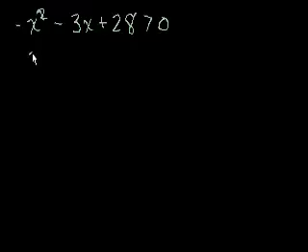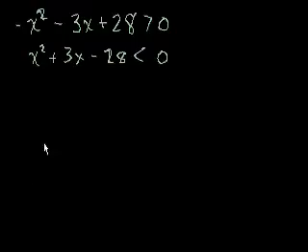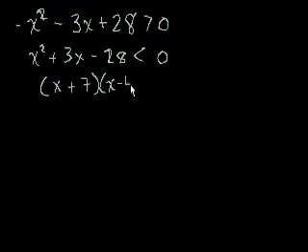both sides. So I get x squared plus 3x minus 28. And when you multiply or divide by a negative with any inequality, you have to swap the sign. So this is now going to be less than 0. Right? And if we were to factor this, we get x plus 7 times x minus 4 is less than 0.